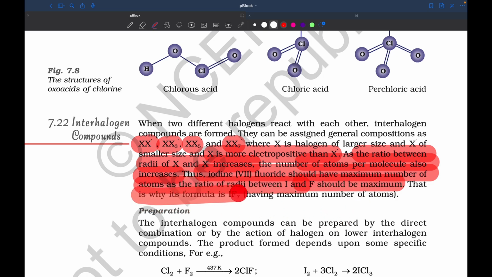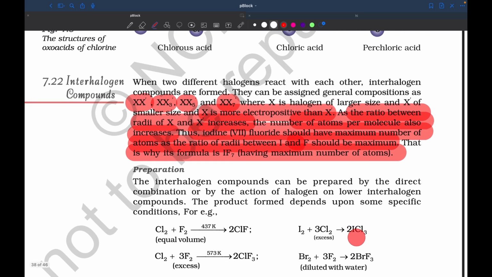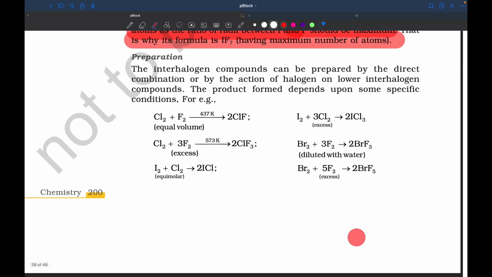Why is it so? IF7 has the maximum. Its formula is IF7.